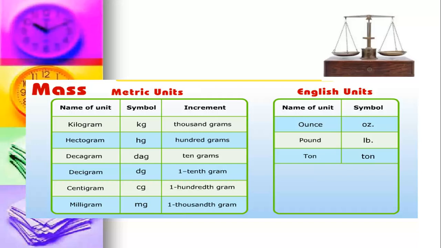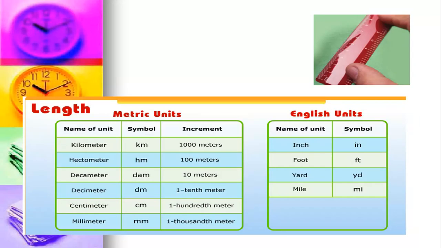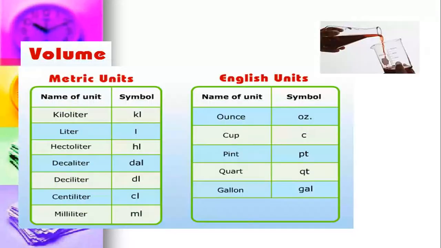For the English units naman, we have the ounce, yung ounces, no? Yung iba kasi ounce yun. So, ounces. And then, symbol niya is OZ. We have the pound or LB and the ton. Okay. Additional for English units, we have the inch or IN, foot or feet, yard, YD, and mile, MI. Okay. For liter naman, we have the kiloliter, liter, hectoliter, decaliter, deciliter, centiliter, milliliter, or ml.